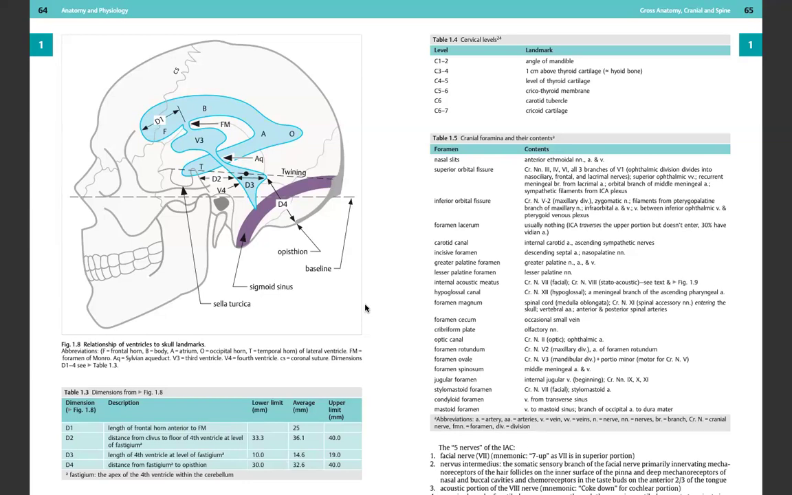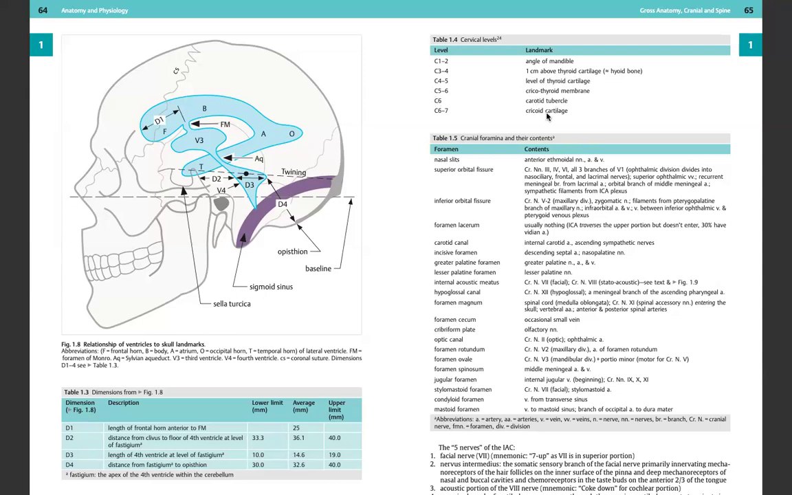So landmarks: you have the landmarks of the cervical spine, which are very important. Between C1 and C2, the landmark is at the angle of the mandible. C3 to 4 corresponds to 1 cm above the thyroid cartilage, which is the approximate location of the hyoid bone. So the hyoid bone corresponds to the C3/4 vertebra. Now C4 to 5 is at the level of the thyroid cartilage. And C5 to 6 is the cricothyroid membrane.